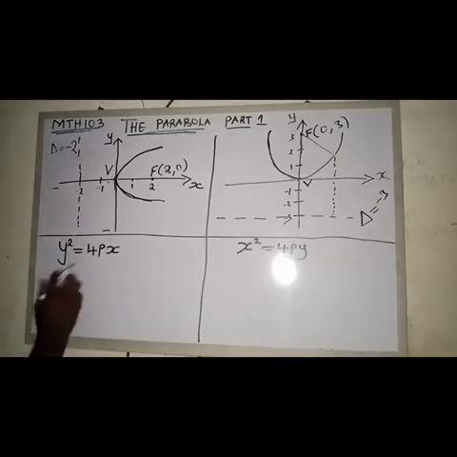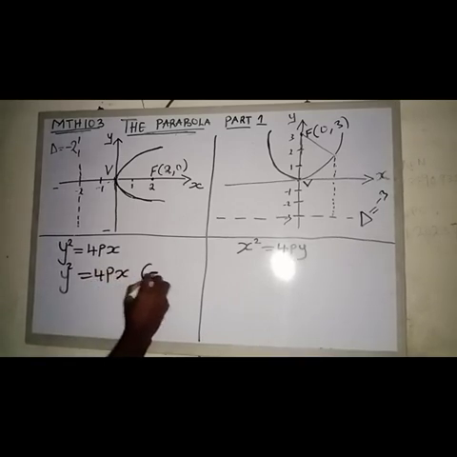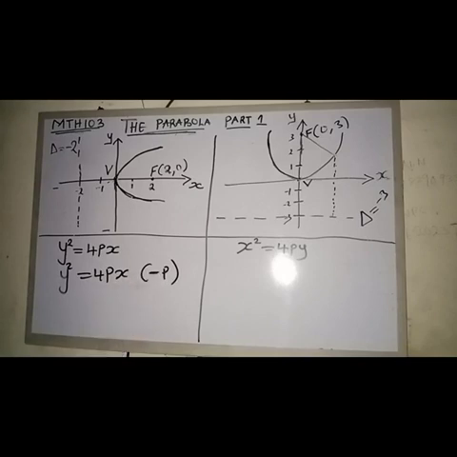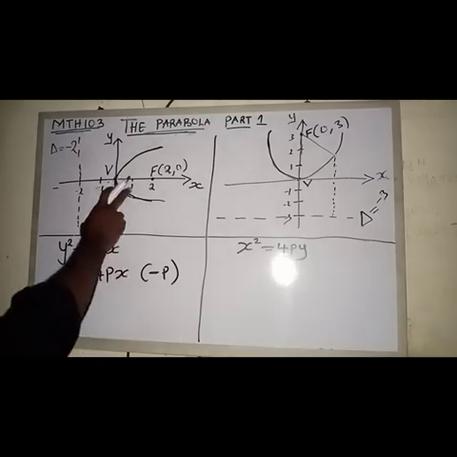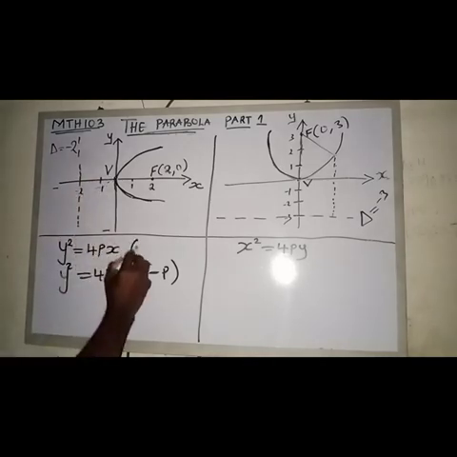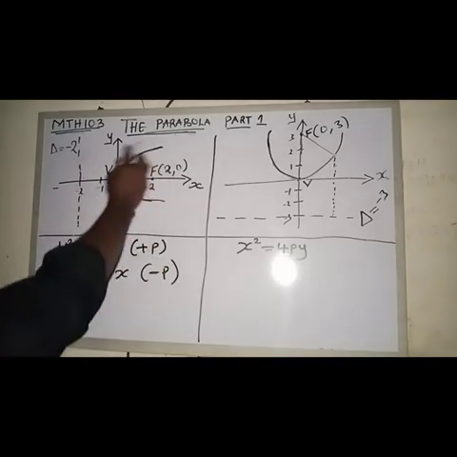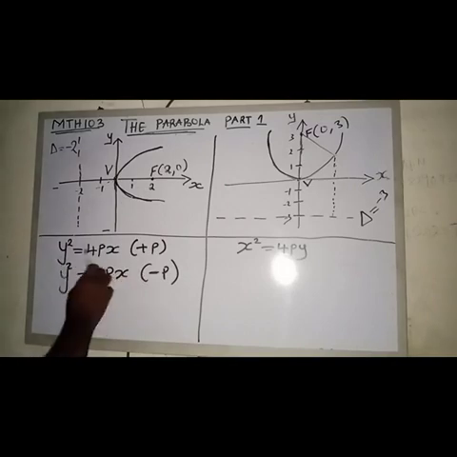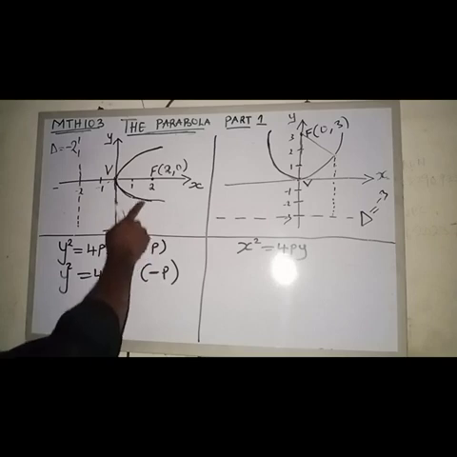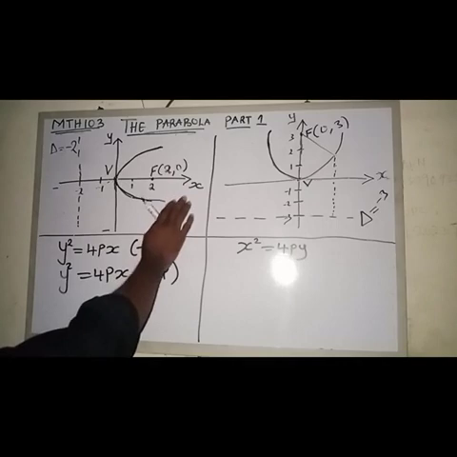But in a situation whereby we have y squared is equal to 4px and our p is negative p, that means the curve will open on the negative x. But at this very point, the p is positive p. This very curve we have here, the p is positive p. That is why we have the curve open at the positive x.